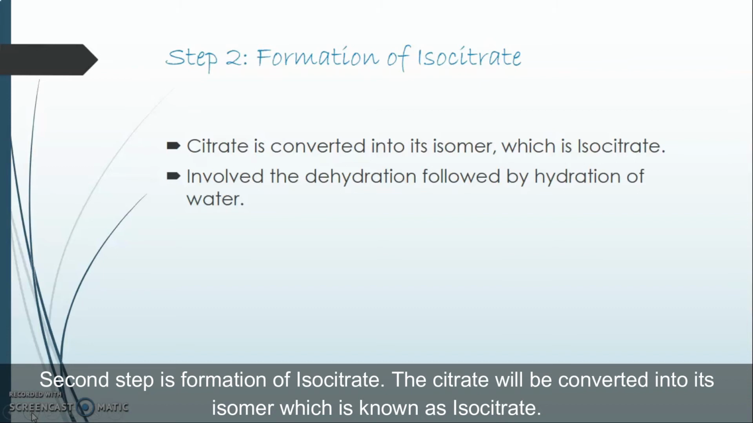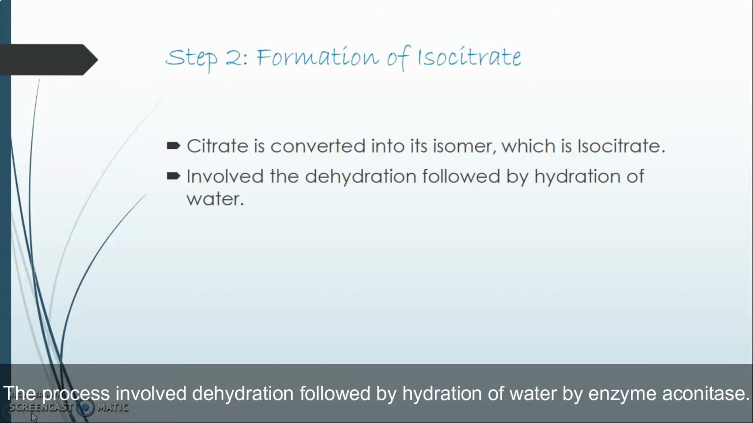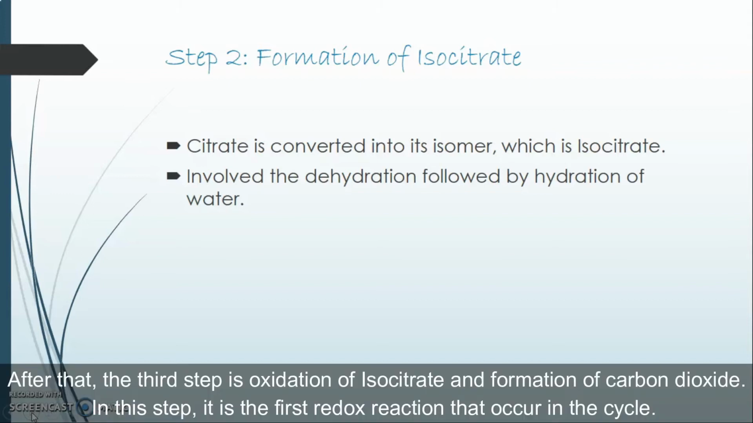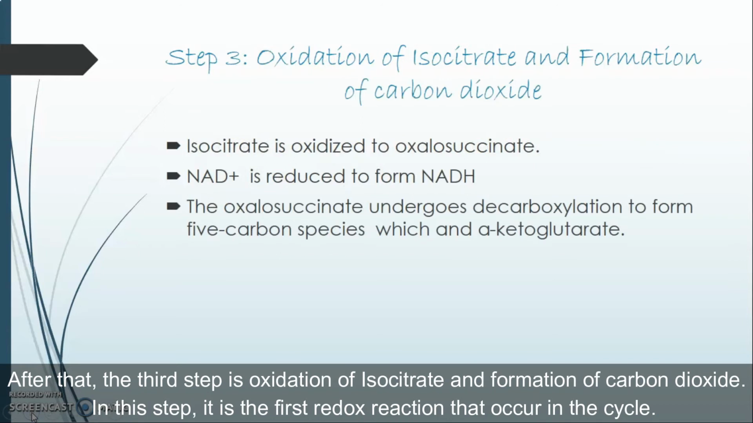The citrate will be converted into its isomer, which is known as isocitrate. The process involves dehydration followed by hydration of water by the enzyme aconitase. After that, the third step is oxidation of isocitrate and formation of carbon dioxide.